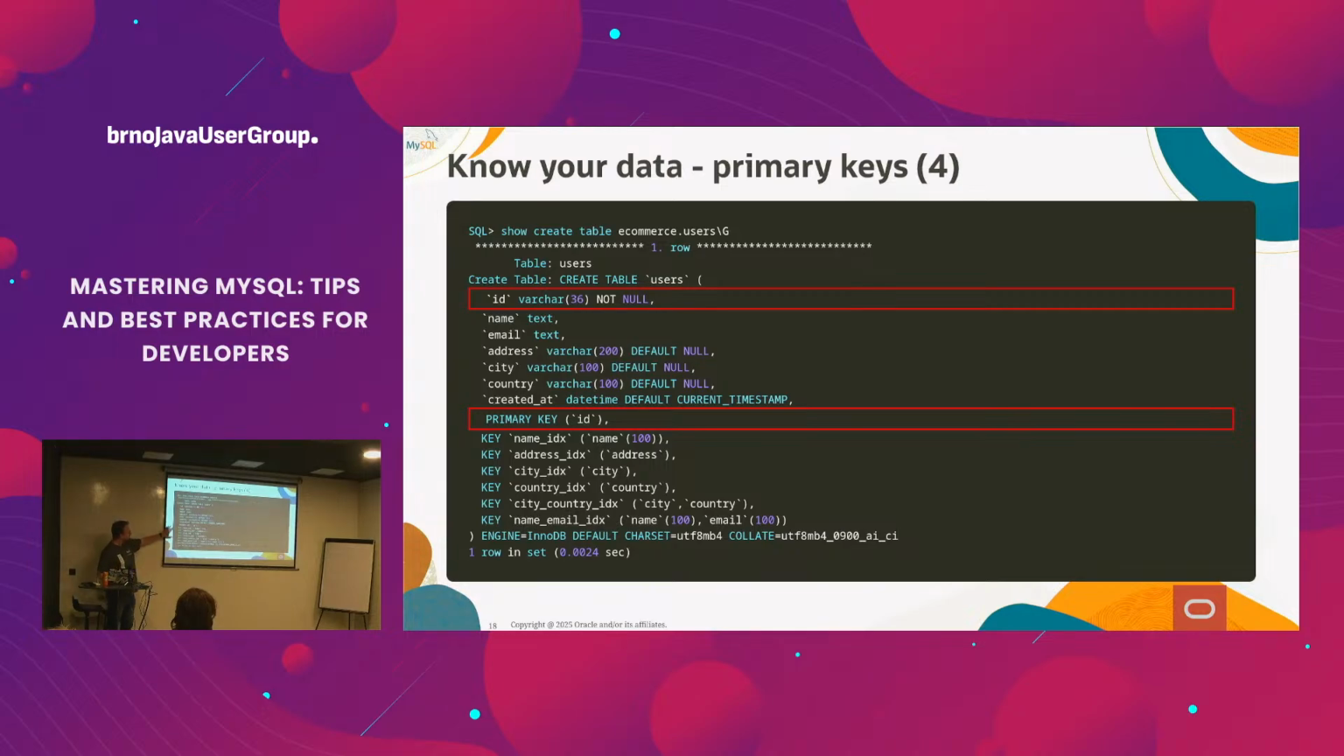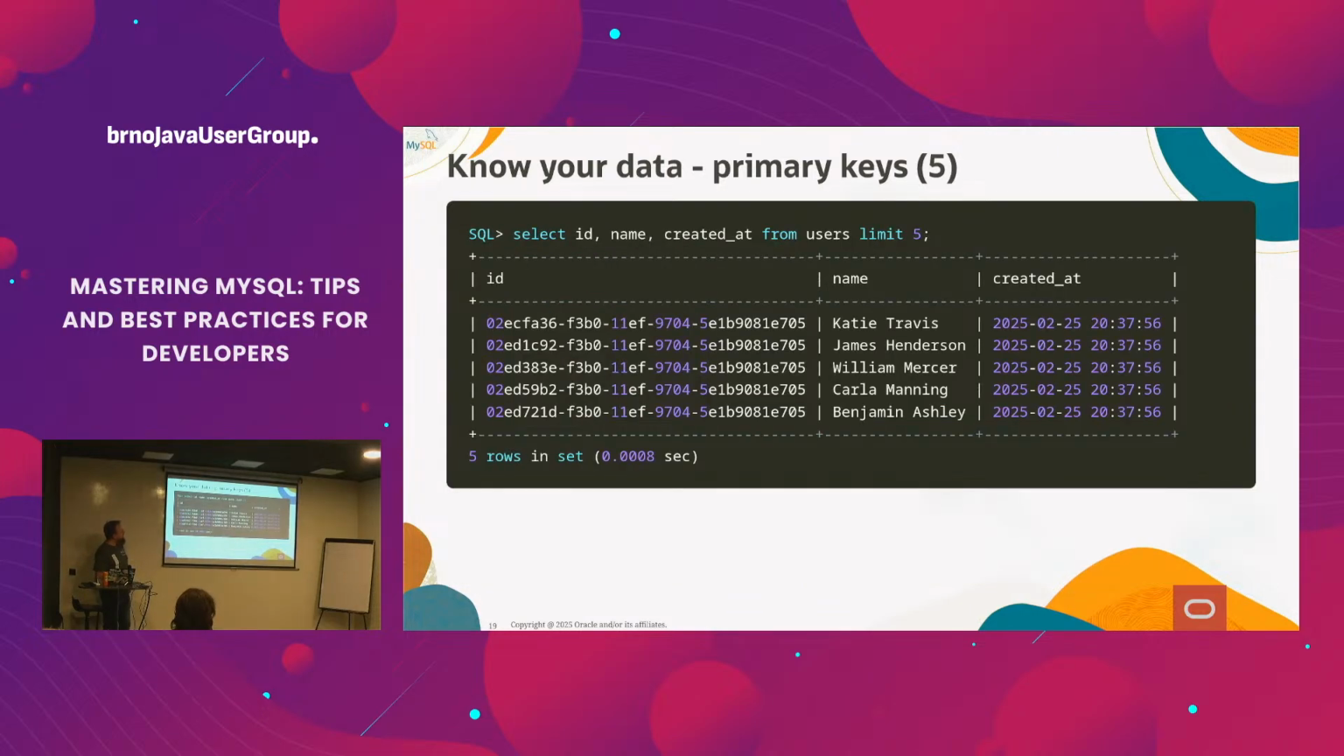So now it means that, watch out, all these secondary keys also have the primary key. So let's have a look at what these primary keys are. Who's using UID as a primary key here?